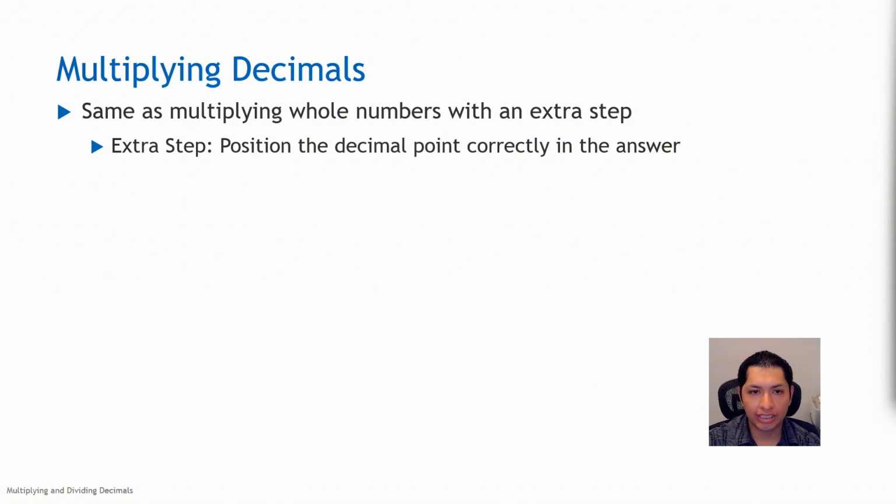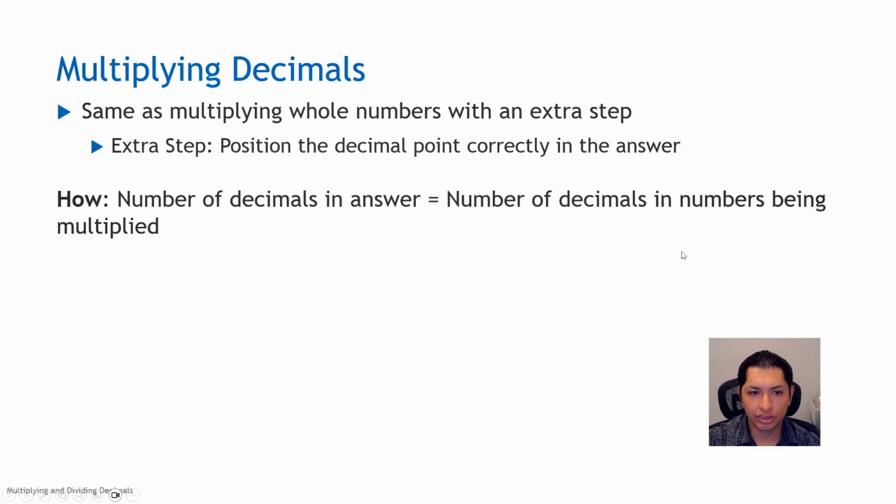Unlike addition and subtraction of decimals, where you align the numbers by the decimal point and the answer is in the same position in terms of the decimal point, here you have to calculate it. The way that you know where the decimal goes in the answer is by making the following observation. The number of decimals in the answer is equal to the number of decimals in the numbers being multiplied.